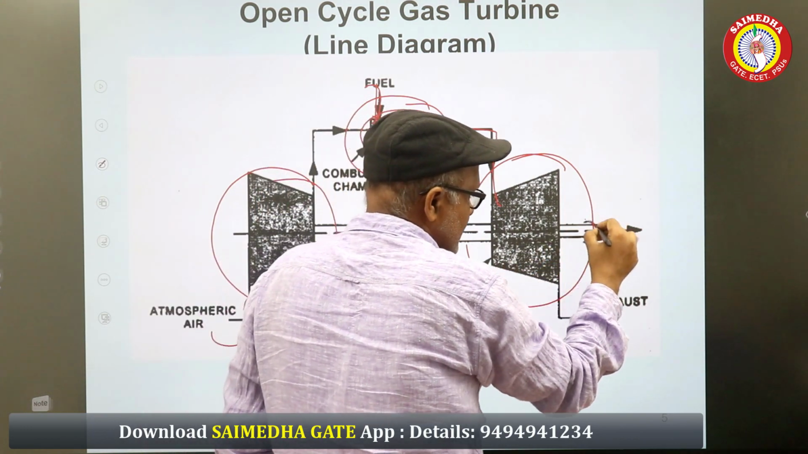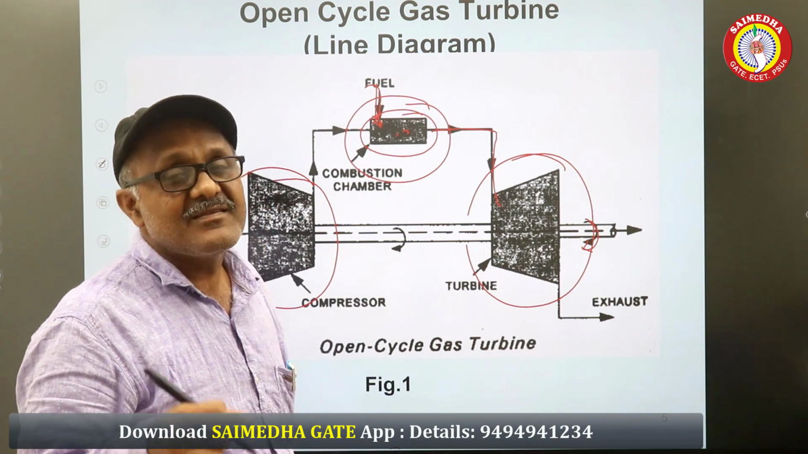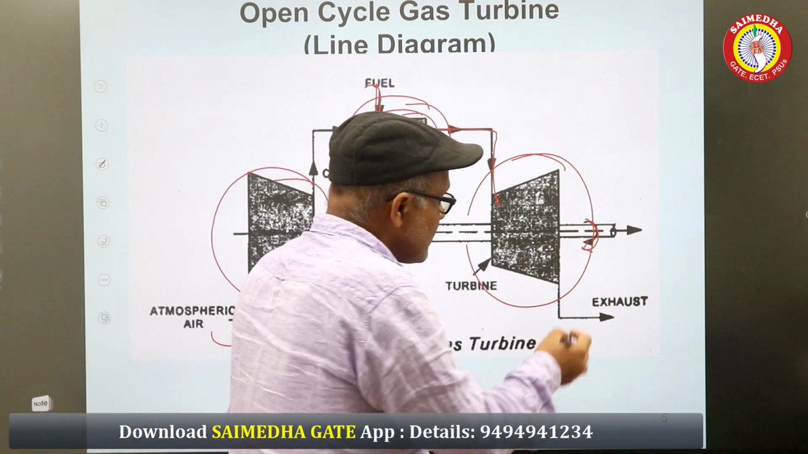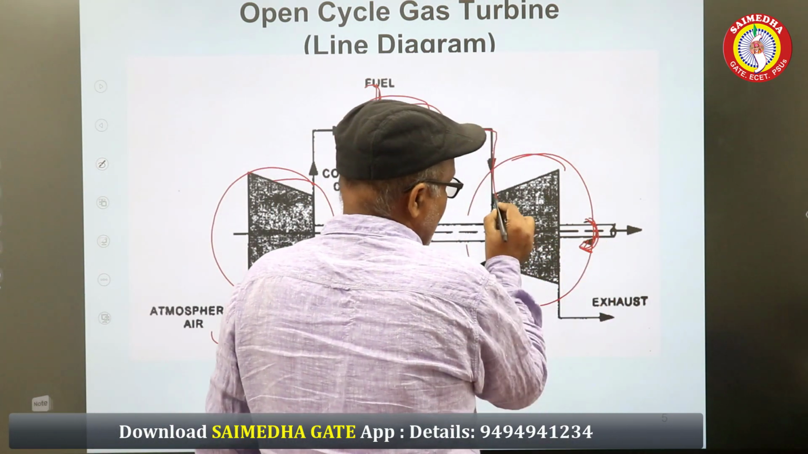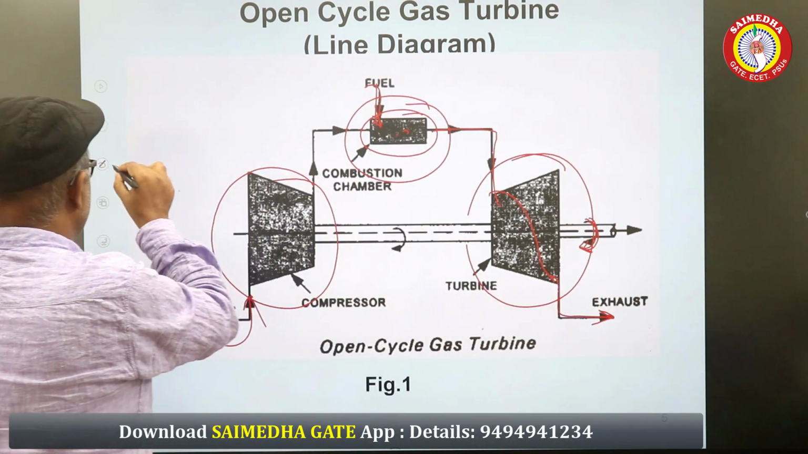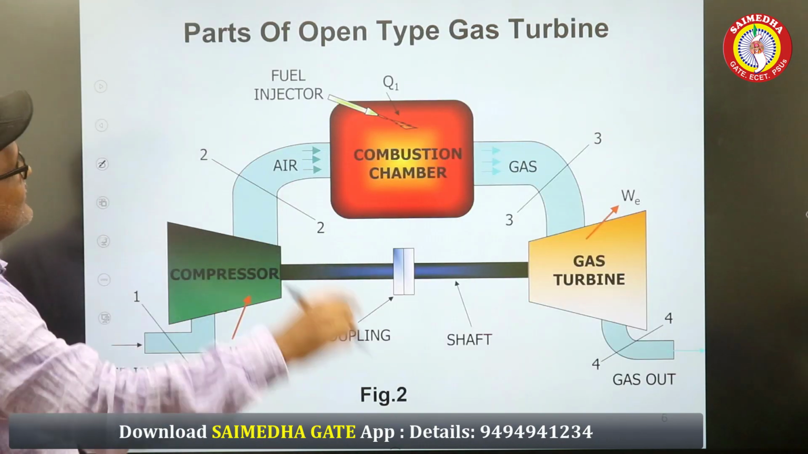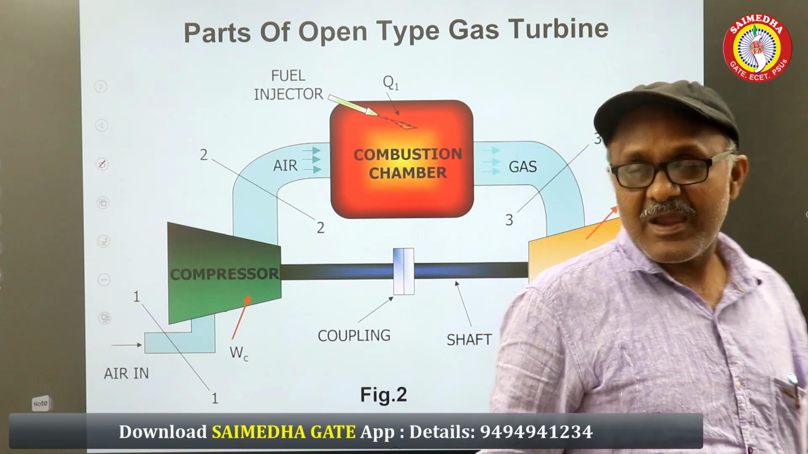So here there is the mass into change of velocity. That is nothing but momentum, which is responsible for rotation of the rotor of the turbine. After expansion, the gases are let out into the atmosphere, my dear friends. All of you clear, my dear friends? Next one. So these are the parts of the open cycle gas turbine, my dear friends.